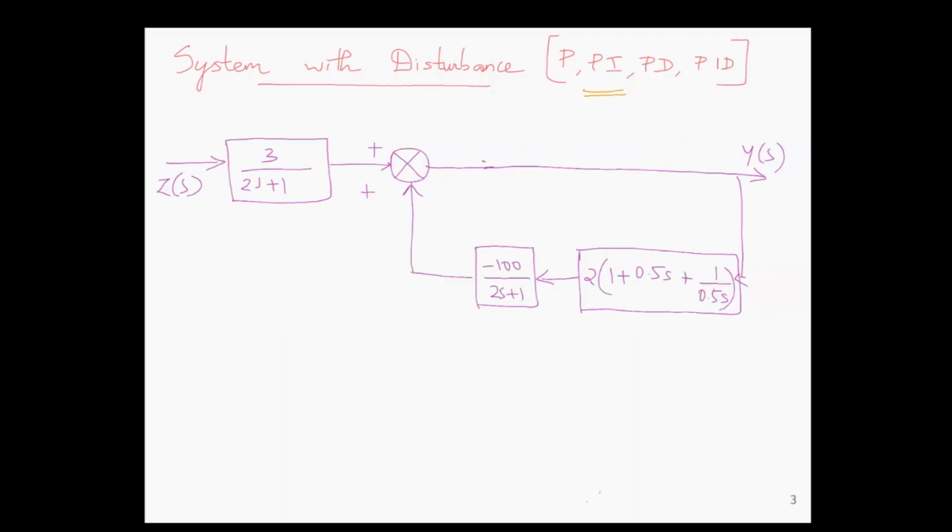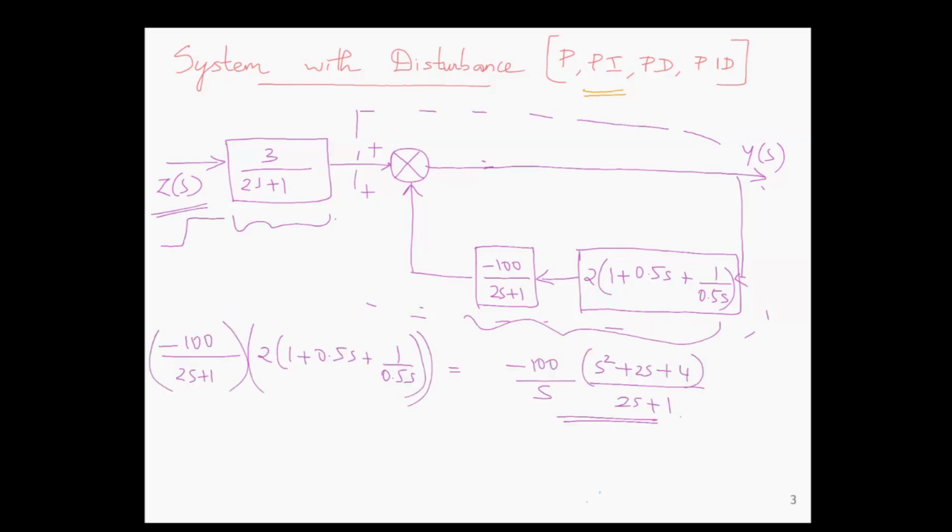Now this is a modified diagram. Here Z(s) is the disturbance, and we are giving a step disturbance. 3 by 2s plus 1 is the disturbance model. Now this is the positive feedback loop. Within the loop, in the feedback we have minus 100 divided by 2s plus 1, and 2 into (1 plus 0.5s plus 1 by 0.5s). These two are in series, so we can multiply them. After multiplication, you get minus 100 divided by (s square plus 2s plus 4) divided by (2s plus 1). Now this is in the feedback loop.